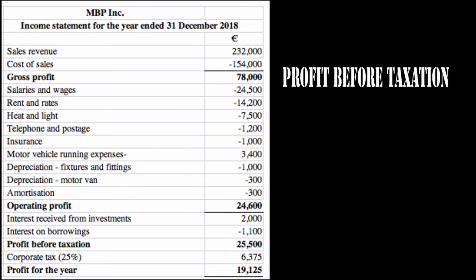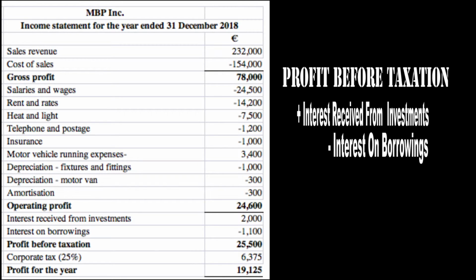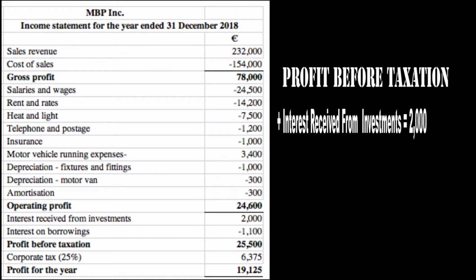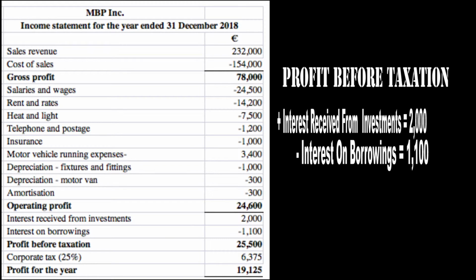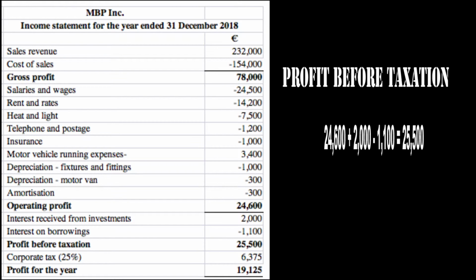The next on the list is the profit before taxation. The profit before taxation is derived by adding the interest received from investments and subtracting the interest paid on borrowings. In the case of MBP, the interest received from investments is 2,000 euro, while the interest paid on borrowings is 1,100 euro. When you add up 2,000 euro and subtract 1,100 euro, we arrive at 25,500 euro as the profit before taxation.